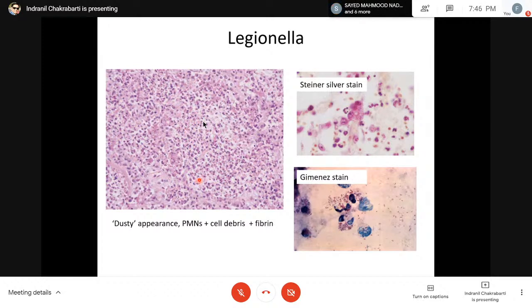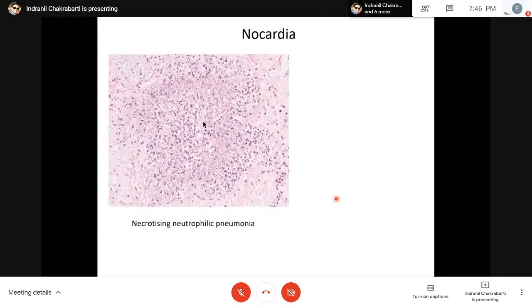If we stain this with silver stains, either the Dieterle or the Warthin-Starry or Steiner stain, and the newer Gimenez stain, this is very good, so we can demonstrate these bacteria. We have other methods like immunofluorescence and DNA in situ hybridization or PCR for diagnosing the difficult cases. In Nocardia also, we get necrotizing neutrophilic pneumonia. They usually occur in immunocompromised adult men. And one should remember that in Nocardia pneumonia, cavitation is very common. They can involve the pleura and can develop fistulas and empyema.